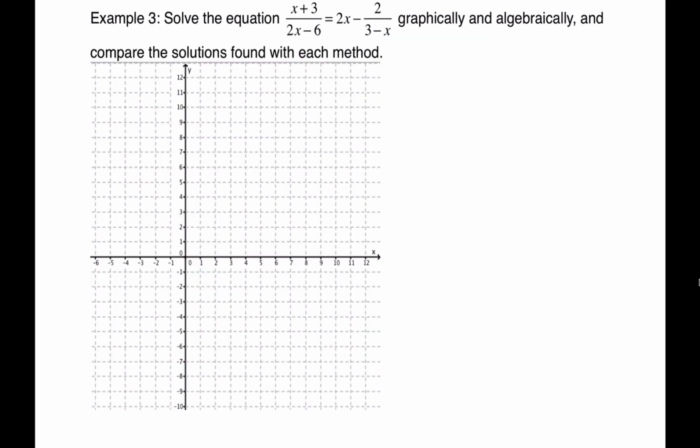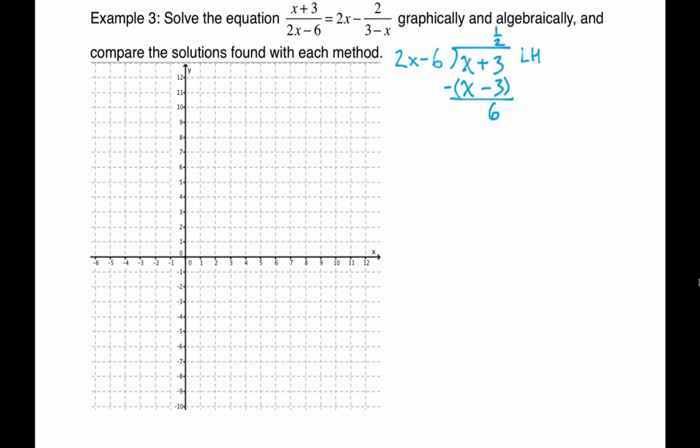And here is one more example. We've got an equation, (x + 3)/(2x - 6) = (2x - 2)/(3 - x). We're going to solve this graphically and algebraically. Compare these, and we should have agreement between the two if everything works out well.